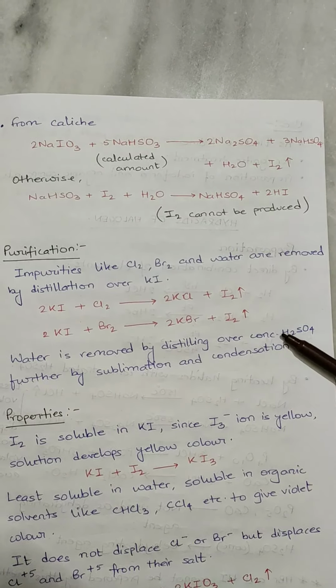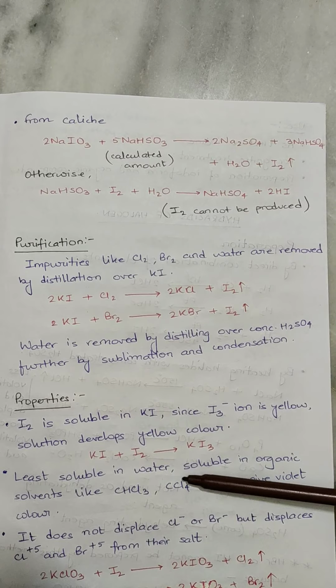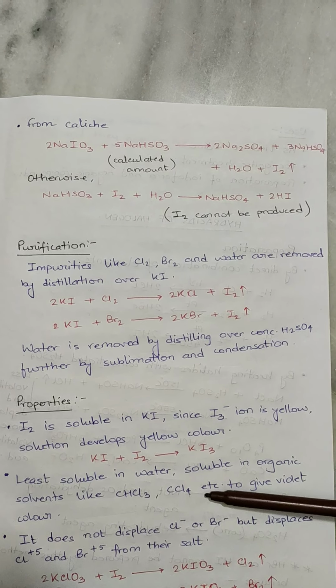Among the properties of iodine, first one is it is soluble in KI, that is iodine is slightly soluble in water, but it's highly soluble in potassium iodide. Reason is it forms a triiodide ion which is yellow in color. The structure of this triiodide ion is linear with the central iodine forming two single bonds. Now this is the reaction that takes place between iodine and potassium iodide, that is KI plus I2 gives KI3.